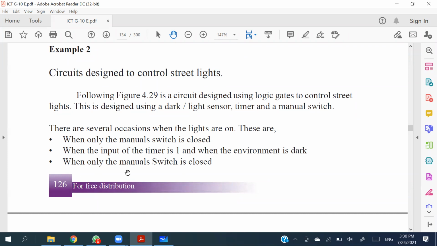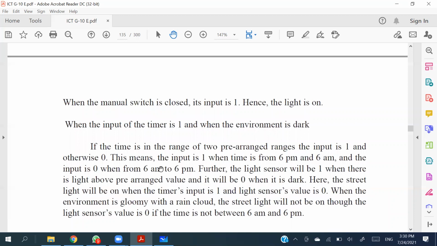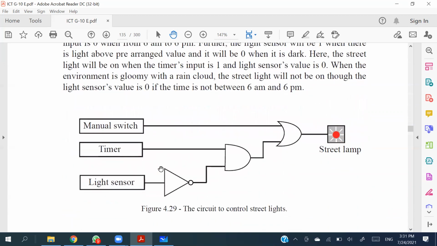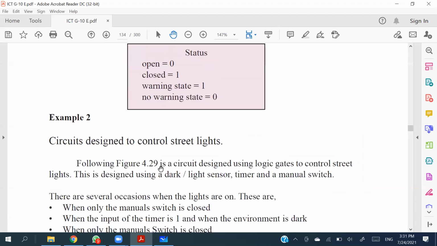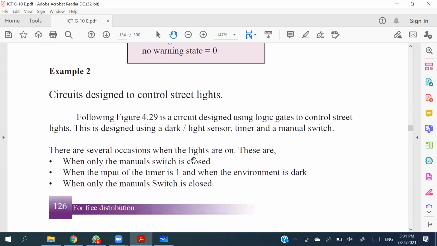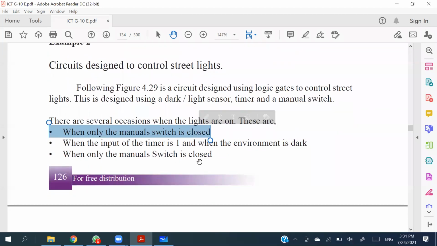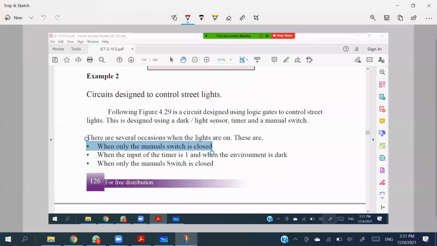When only the manual switch is closed, what is this? What have they done? Manual switch is closed means, like here, they are trying to illustrate according to the closing of the switch in science. In science, we say the switch is closed.